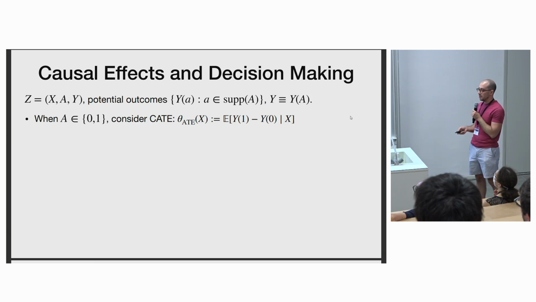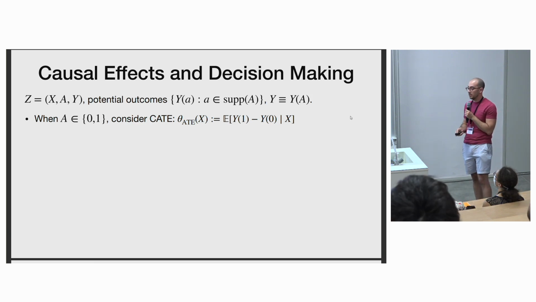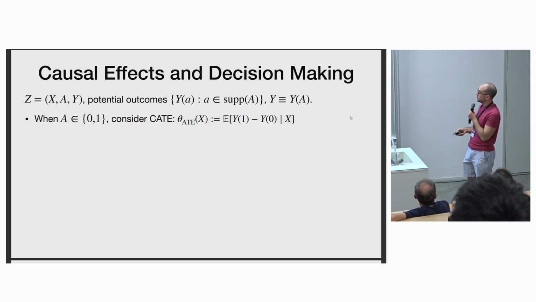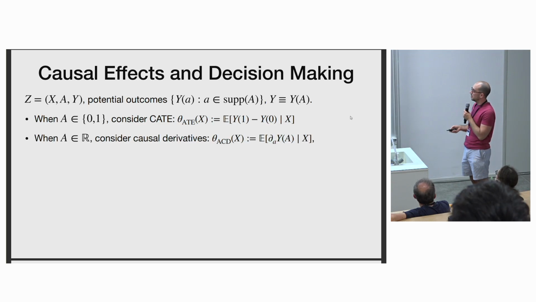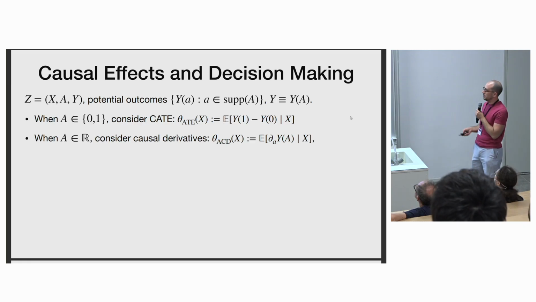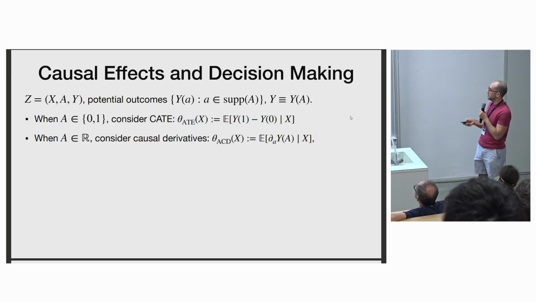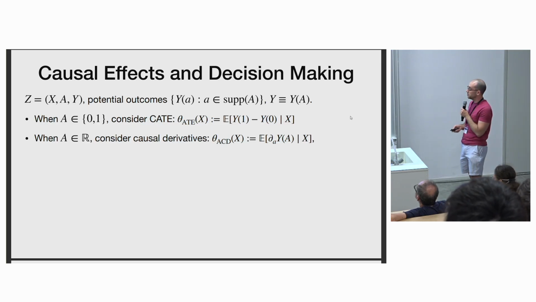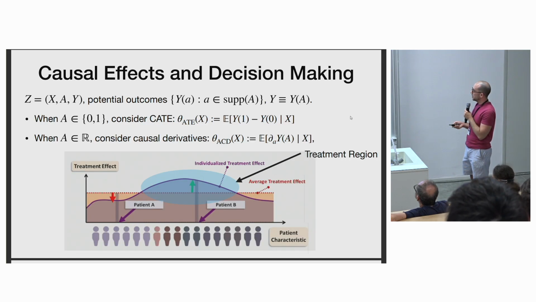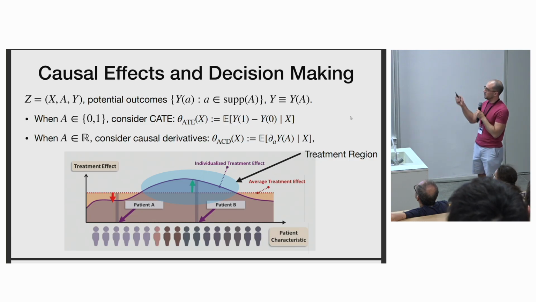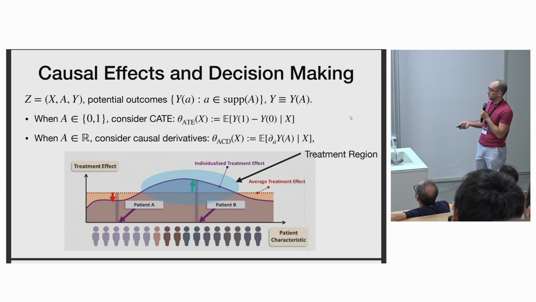So if the treatment is binary, we might be interested in something like a conditional average treatment effect, or CATE, which is just the expected difference between treatment and control conditioned on the covariates. Likewise, perhaps my treatment is continuous, perhaps it's a dosage of a medicine. I might be interested in something like an average causal derivative, which is basically just the expected change in an outcome given an infinitesimal perturbation to the dosage. Naturally, if I'm a doctor, I might want to use one of these two things in deciding whether or not to give someone a treatment if I think they might be susceptible to some disease.